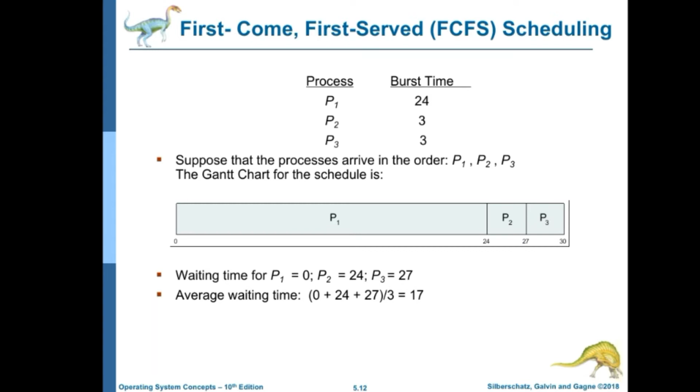We start with the waiting time of P1, which is 0, and P2 is 24, which is the total burst time of P1. Then P3 is equal to 27, since the 24 is added to the burst time of P2. So the total burst time is equal to 30. The average waiting time is 0 plus 24 plus 27 divided by 3, because we have three processes, so the average waiting time is equal to 17.